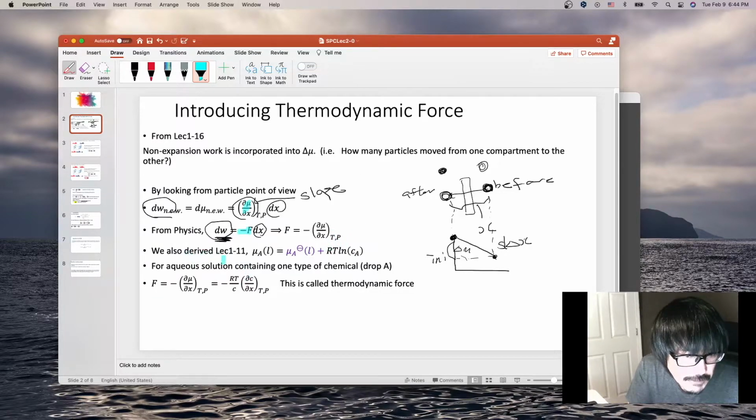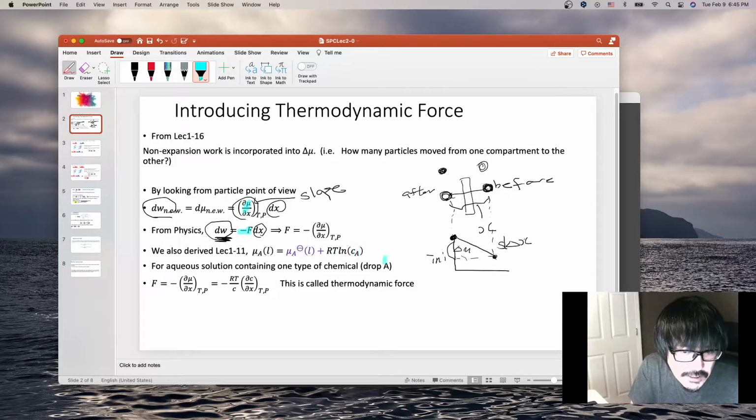And in part 1 of this class, we also found that the chemical potential of A, the liquid phase, is equal to the standard chemical potential, that's 1 atm and stuff like those, plus RT log of the concentration of A, right?